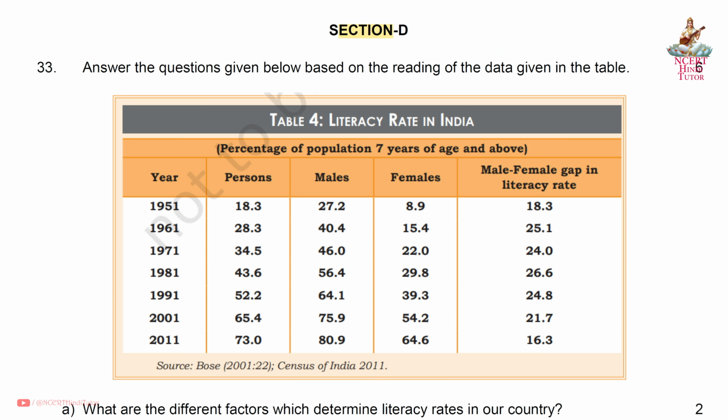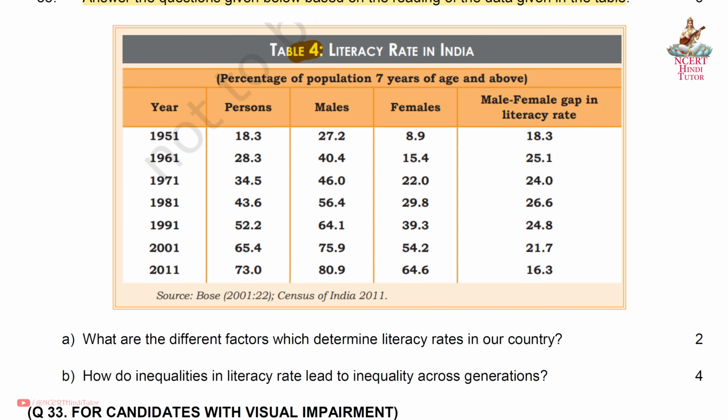Section D, question 33. Answer the questions given below based on the reading of the data given in the table. Table 4. Literacy rate in India, percentage of population 7 years of age and above. First column year, second column persons, third column males, fourth column females, and fifth column male female gap in literacy rate. A. What are the different factors which determine literacy rates in our country?